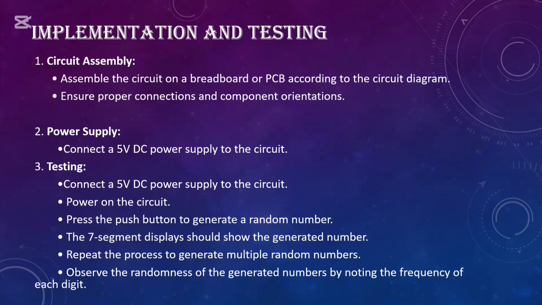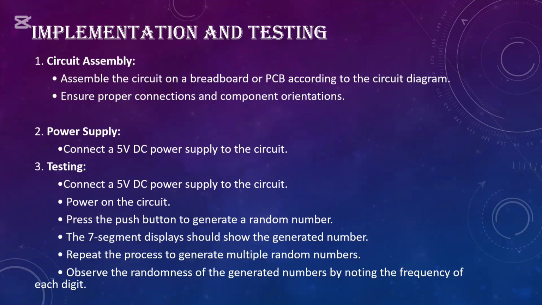Implementation and testing. First of all, circuit assembly. Assemble the circuit on a breadboard or PCB according to the circuit diagram. Ensure proper connections and component orientations. Second, power supply. Connect a 5-volt DC power supply to the circuit.